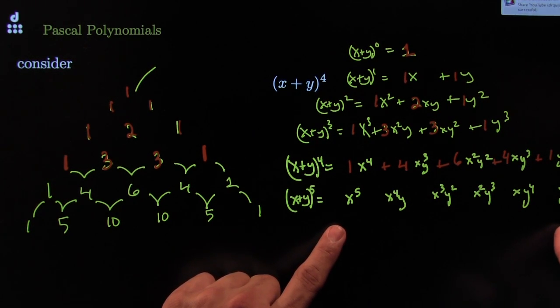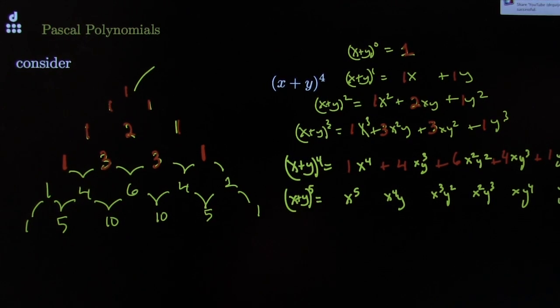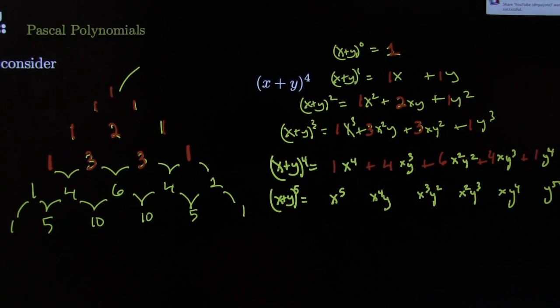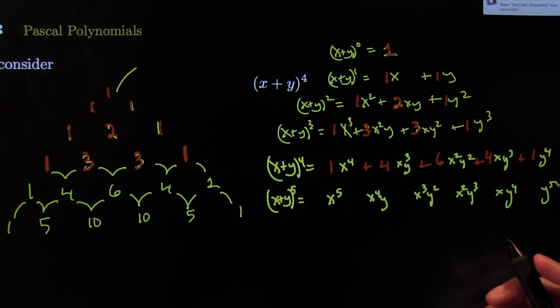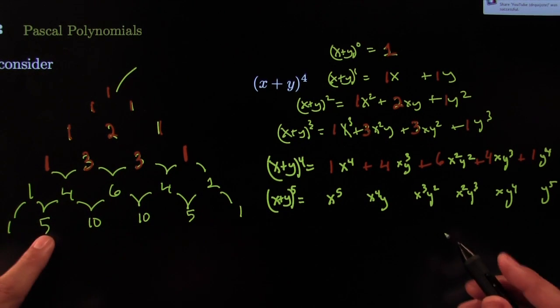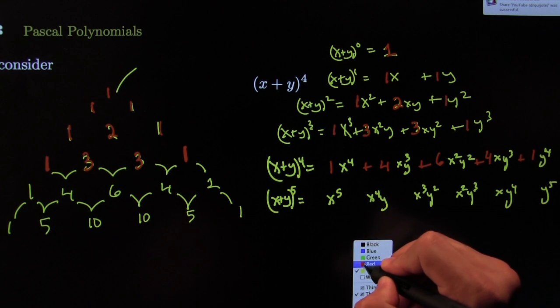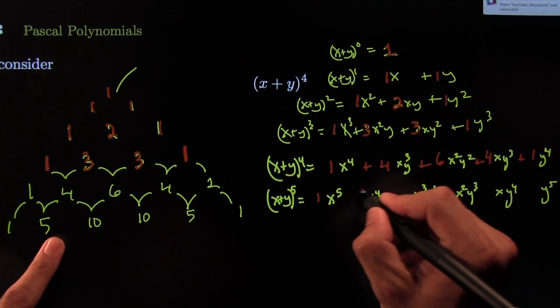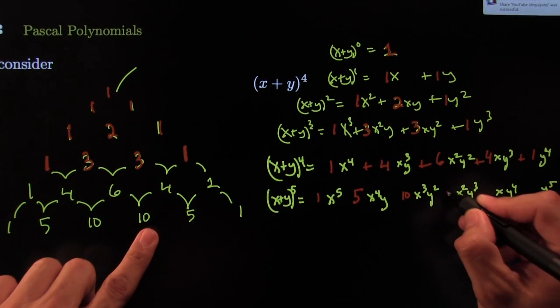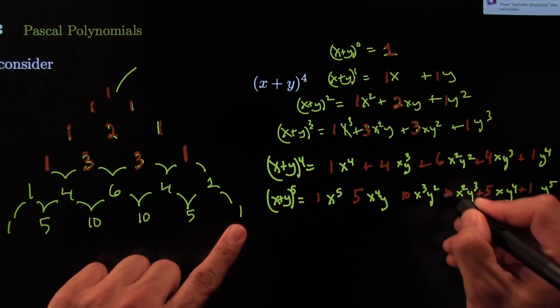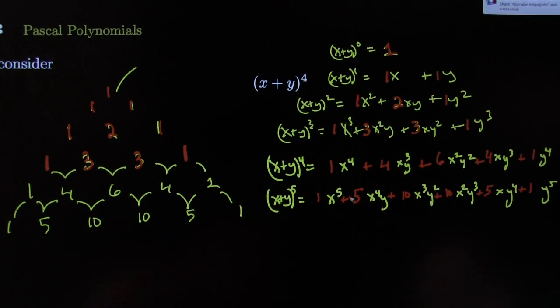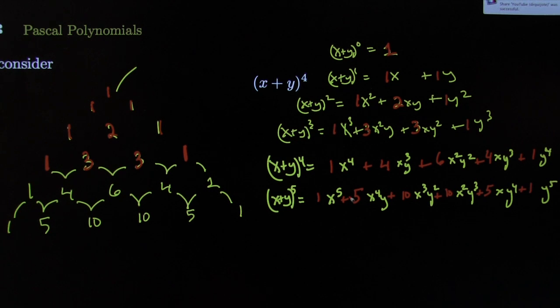I know you can barely see that. Alright, now the coefficients. The coefficients I'm going to get from my Pascal's triangle. So the coefficients will be a 1, a 5, a 10, another 10, another 5, and a 1. And I put pluses in between everything. And that right there is Pascal's triangle.